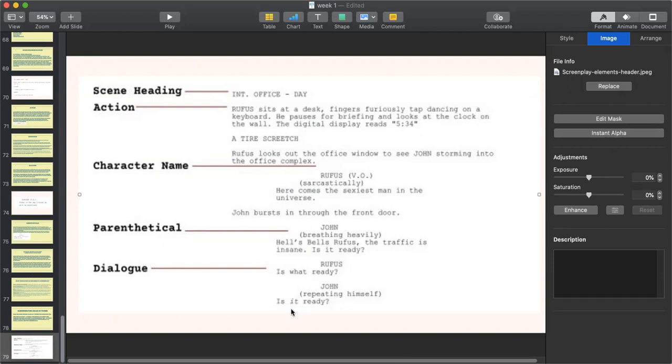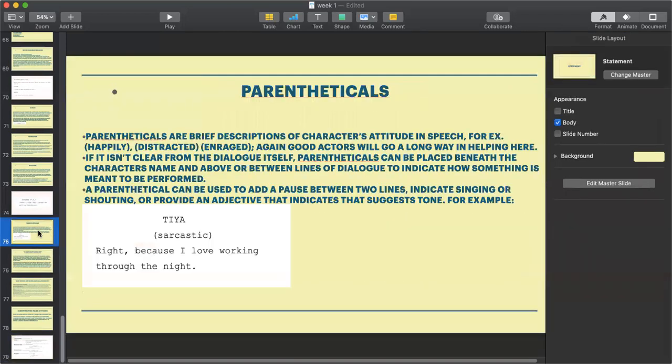John, you do not write "Is it ready?" two times. Instead, you can write in the brackets, repeating himself. Is it ready? Is it ready? Is it ready yet? You know, the character is speaking like this. Okay. So the parenthetical actually mentions how the character is basically speaking in the scene.